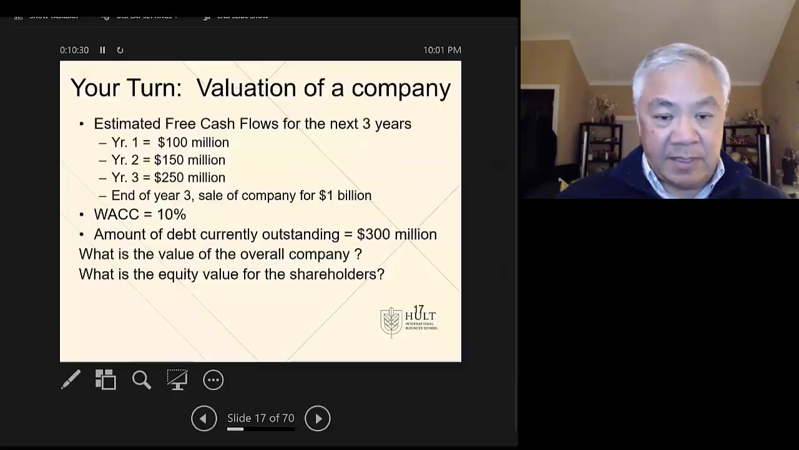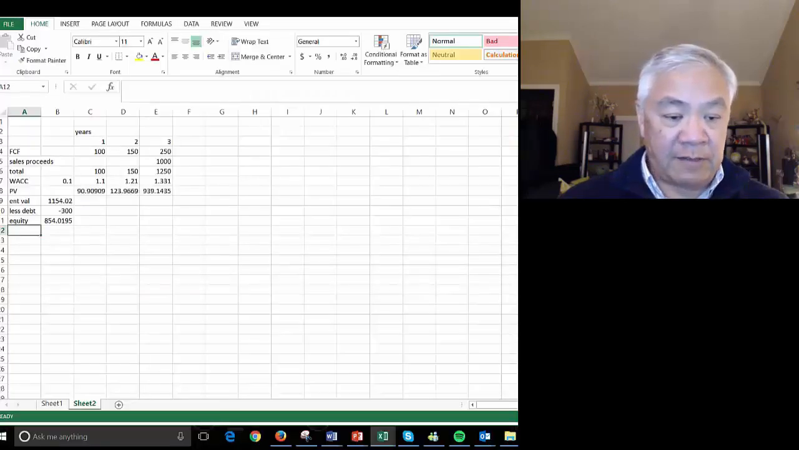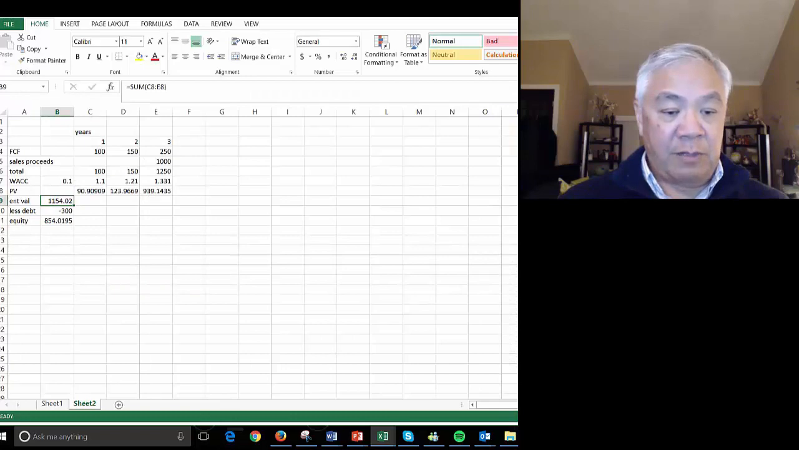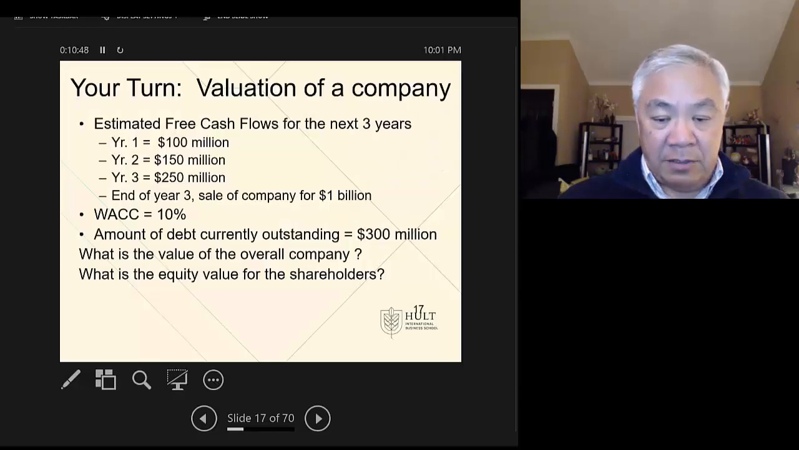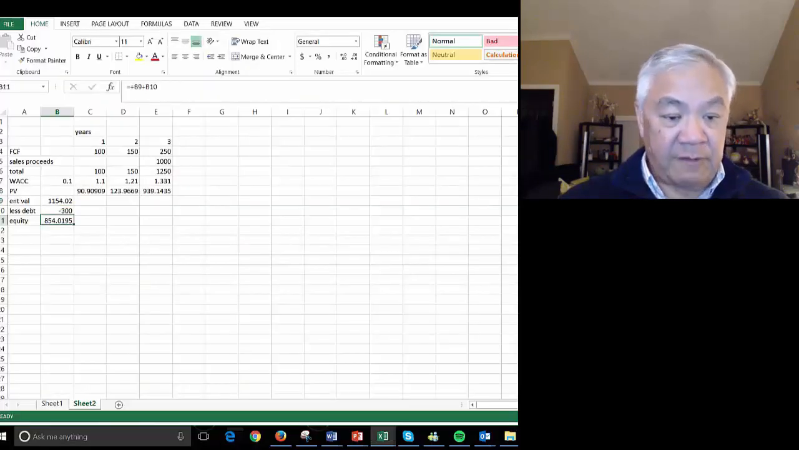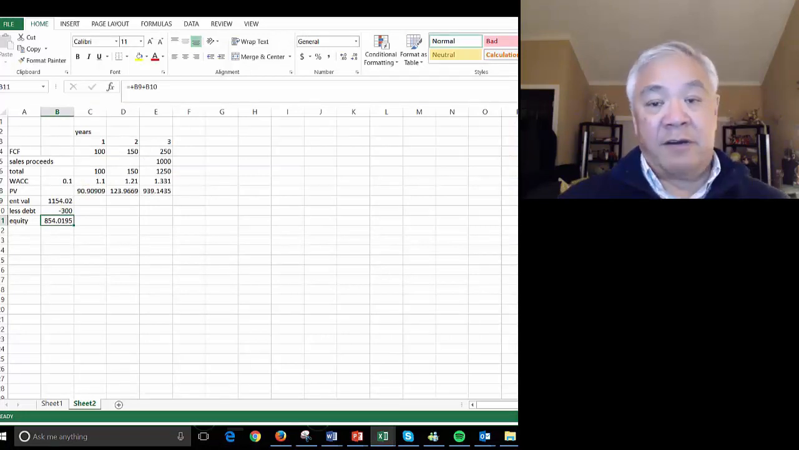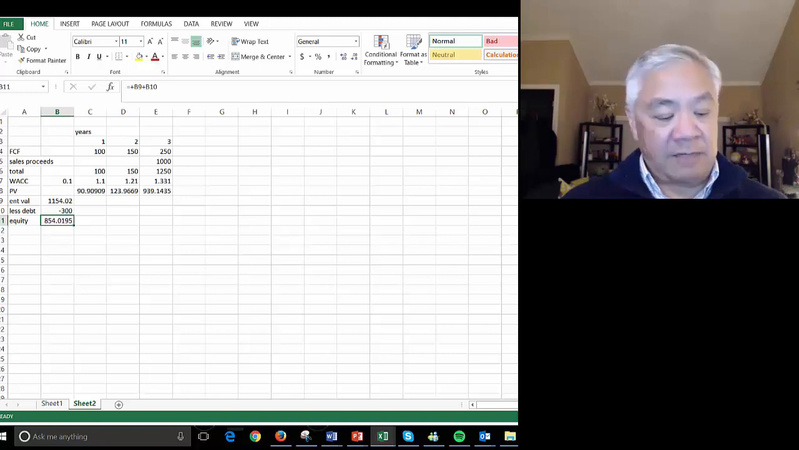So in this case, this company with cash flows of 150, 250, and selling it for $1 billion at year 3 with a WACC of 10% and debt of 300. The value of the overall company to all providers of capital is 1.1 billion. The value to the shareholders is $854 million. So this is a very simple example of something you'll see quite a bit in finance, which is the valuation based on future cash flows as discounted by a cost of capital.